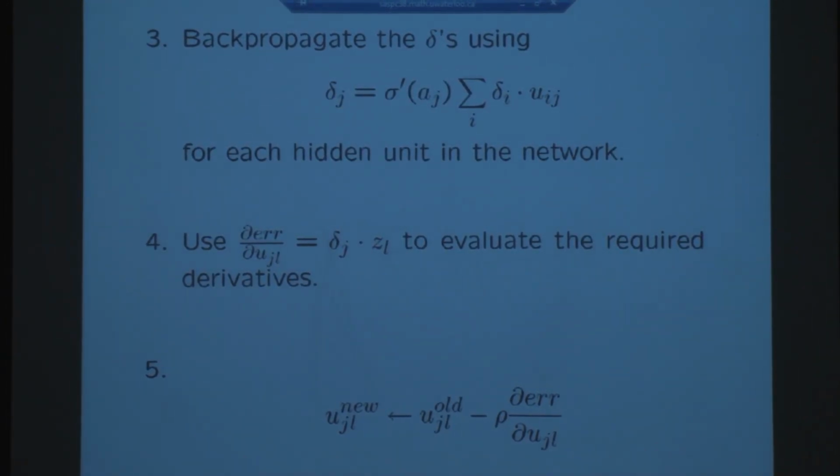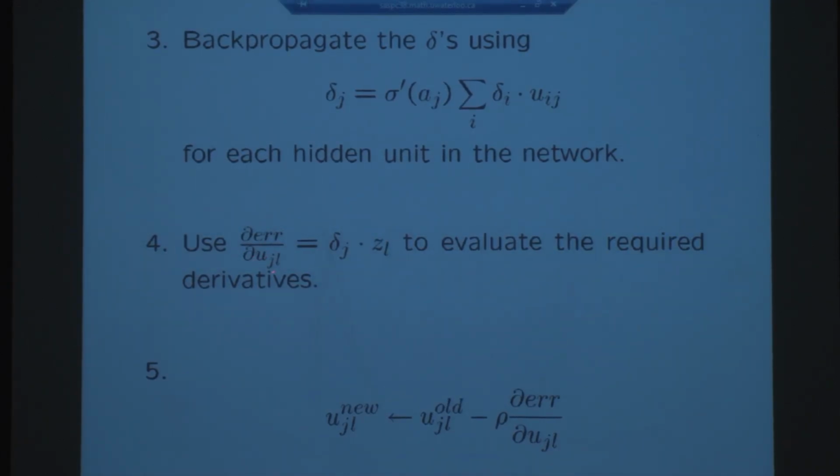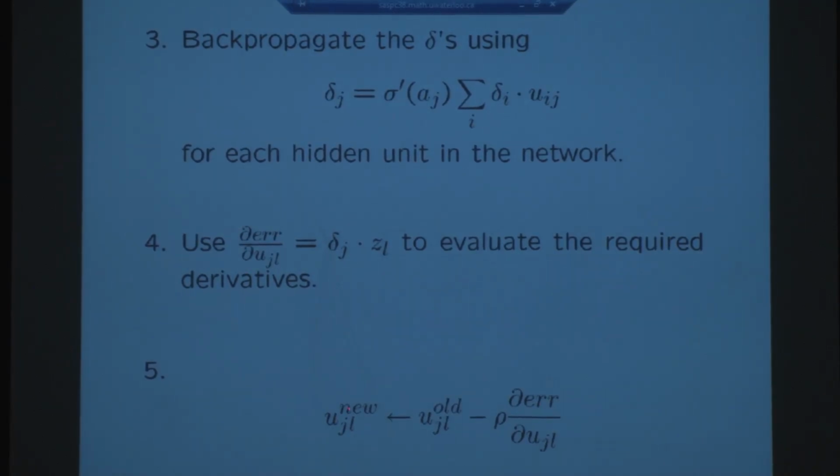Then you have 2 essential formulas. One of the formulas allows you to compute the delta for the previous layer, given the delta of this layer. And you have this formula which lets you compute the derivative of error with respect to a given weight when you know the corresponding delta and the corresponding z. So having this derivative for all weights, you can apply gradient descent.